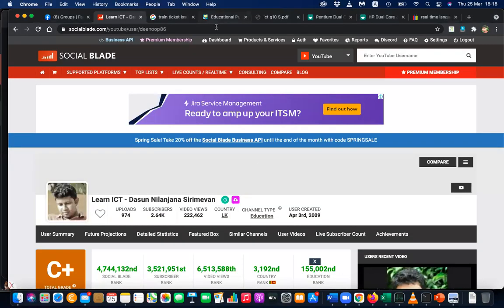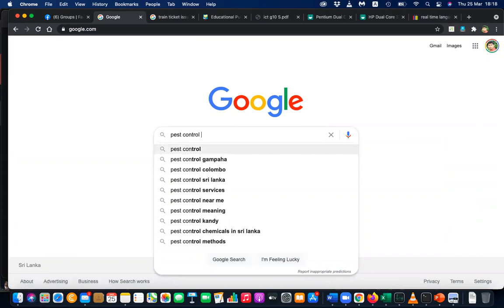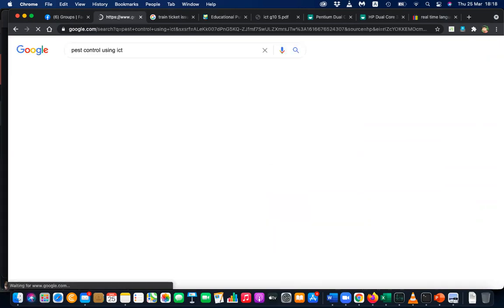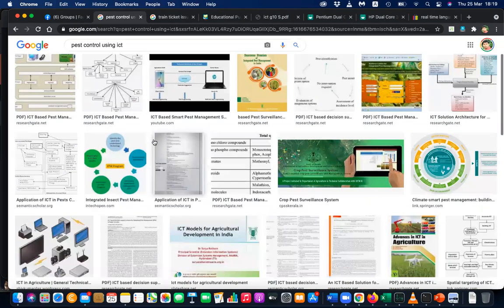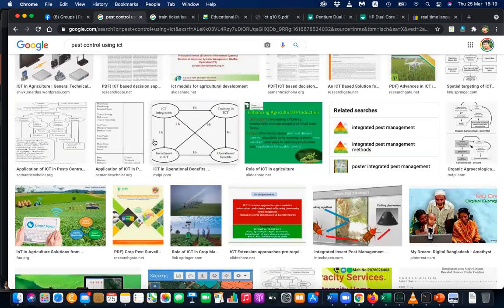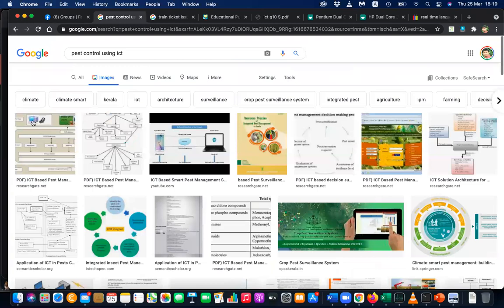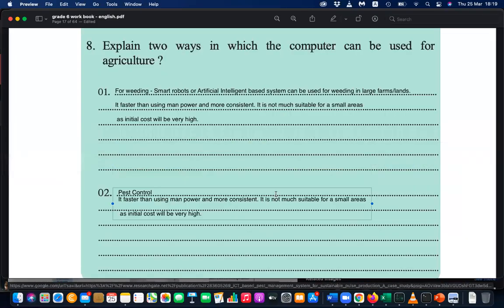And you can see, so let me go to Google quickly and you can see pest control using ICT. So these are the possibilities in pest control. So you can see various sensors can be used for pest detection, right, and fertilizing. So this is in the climate smart farm or smart farm. That is the concept. So one thing is pest control in these smart farms, right? So let's write down this.